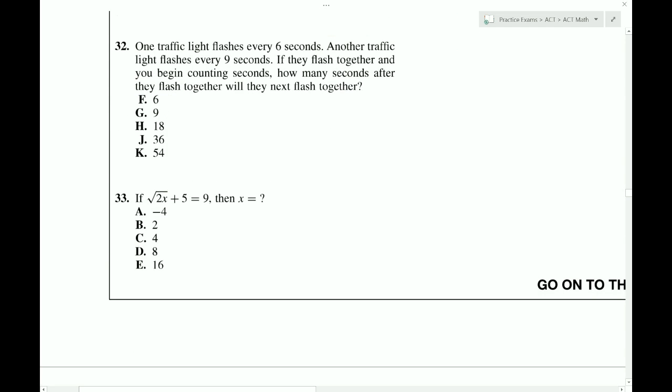One traffic light flashes every 6 seconds. Another flashes every 9 seconds.